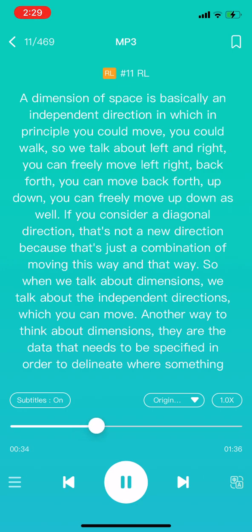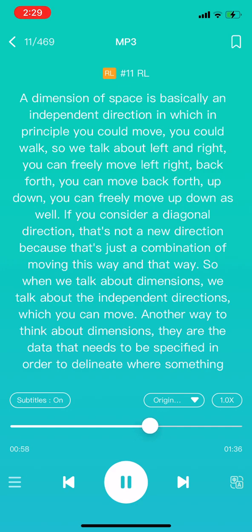Another way of thinking about dimensions, they are the data that needs to be specified in order to delineate where something takes place. So if you're having a dinner party, you give your friend a street, a cross street, and a floor number. 3 pieces of information to nail down a location in 3 dimensions of space.